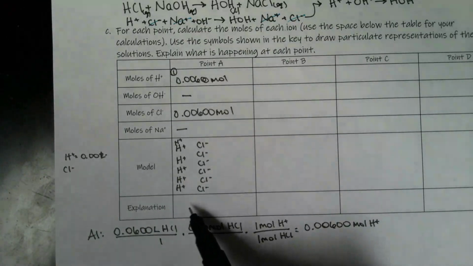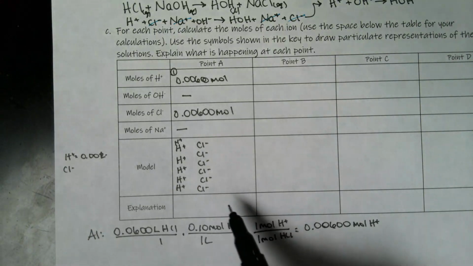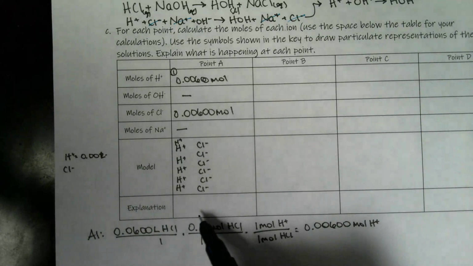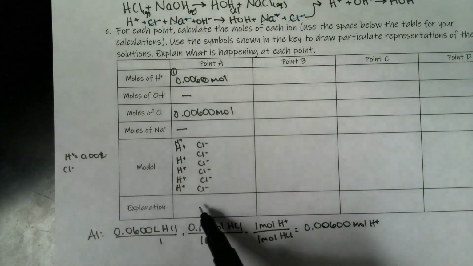So an explanation for this, and I'm going to have you write this down, not that I'm not going to put it down, but I just want to make sure you're actually listening. We have equal moles of H plus and Cl minus, and that's it, because there's no NaOH added here.